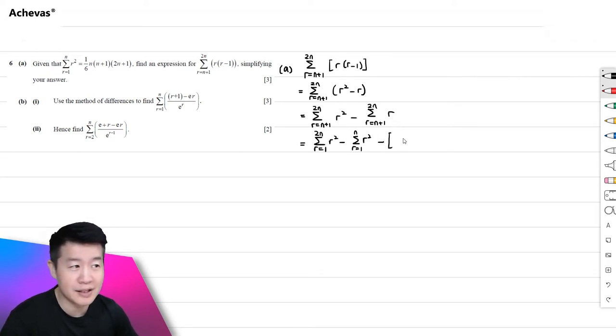One good way of looking at this is to expand this, and you will see it as an AP. So expanding this, the first term is going to be n plus 1, and the next term will be n plus 2. Then after that, it will be n plus 3, and all the way until the last term is 2n.